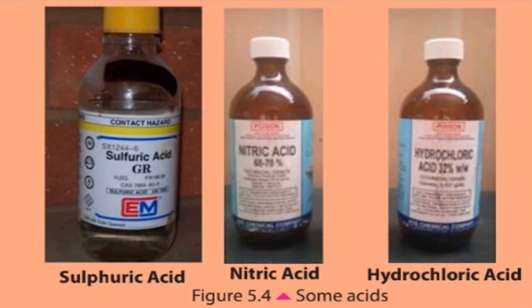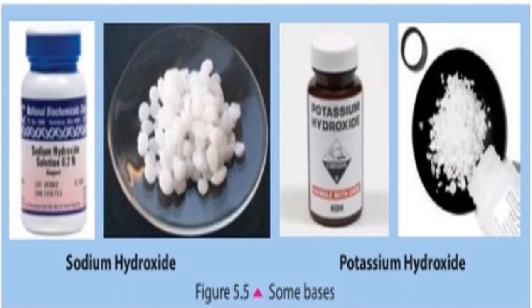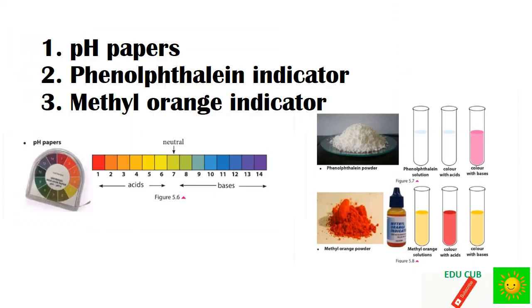I have given you some acids that are used frequently in the laboratory. First one, sulfuric acid, nitric acid, hydrochloric acid. These are some strong bases that are used frequently in the laboratory, sodium hydroxide and potassium hydroxide. Apart from litmus, the following indicators can be used to identify acidic, basic and neutral substances in the laboratory. pH papers, white or yellow color paper strips, and phenolphthalein, a white color powder. Methyl orange, an orange color powder.